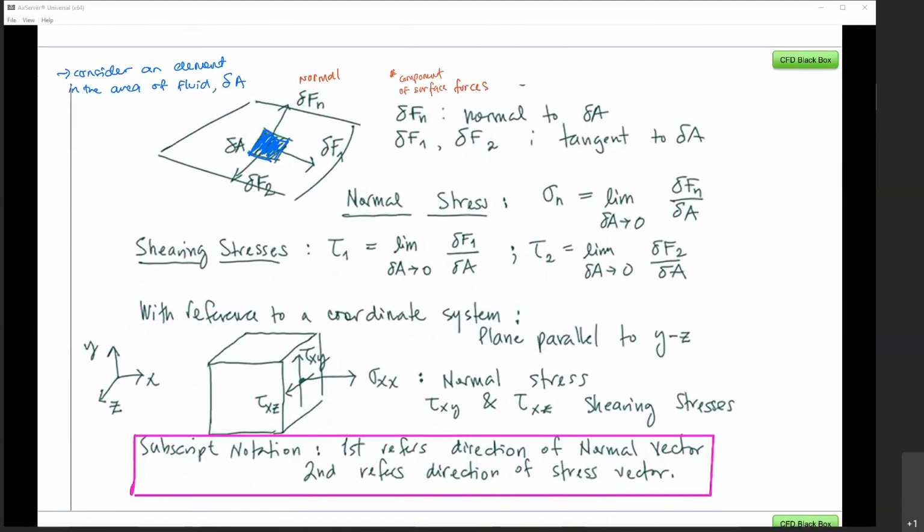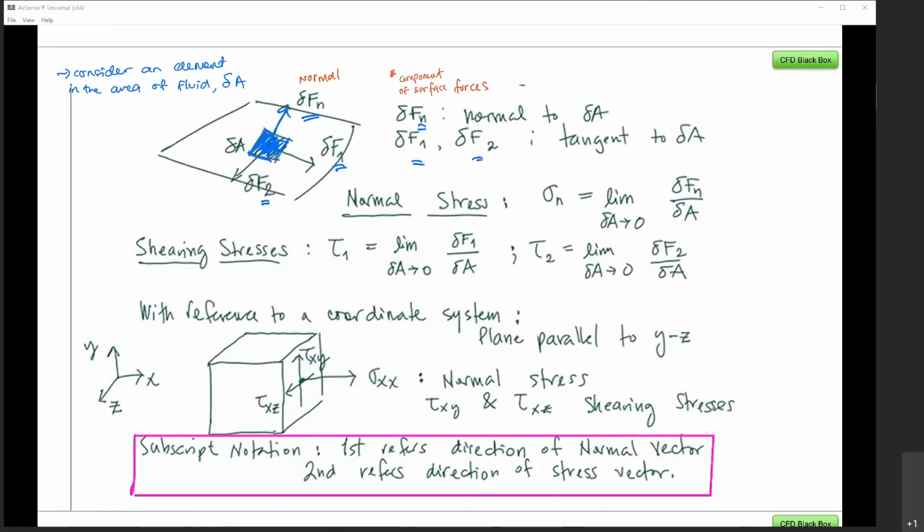We are going to have three components, three different forces acting on the surface. The first one is dFn, where Fn is basically the normal force to dA. Normal means perpendicular. Then we have two other forces, F1 and F2, which are tangent to dA, and these are basically the shear forces. So N is the normal force, and F1 and F2 are tangential to dA.